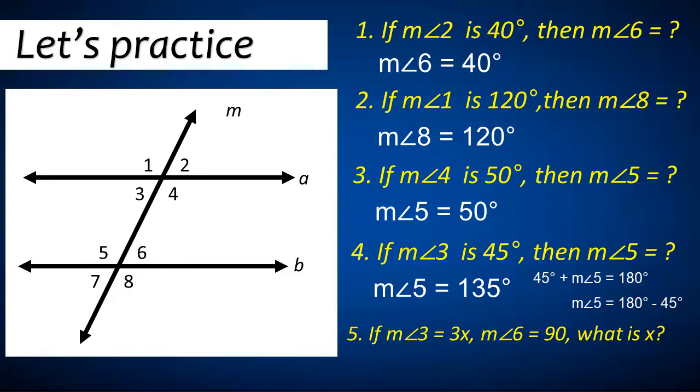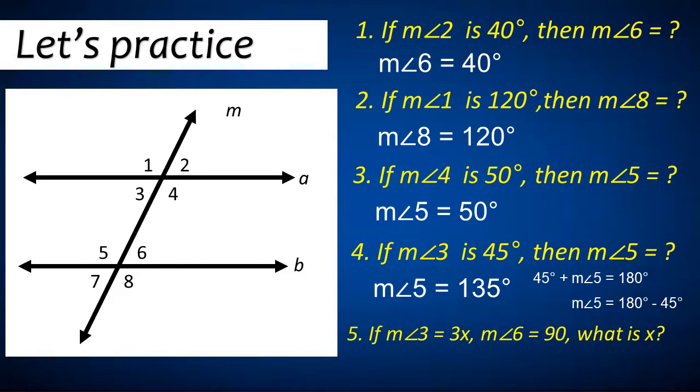If the measure of angle 3 is equal to 3x and the measure of angle 6 is equal to 90, what is x? So, tingnan nyo ulit ang relationship of angle 3 and 6. Angle 3 and 6 ay alternate interior. So, alternate, meaning they are congruent. Kaya lang, paano natin malalaman? Meron tayong variable, meaning meron tayong unknown.